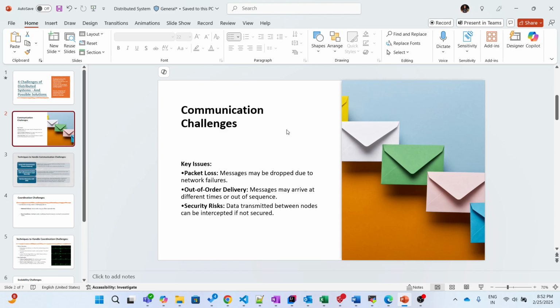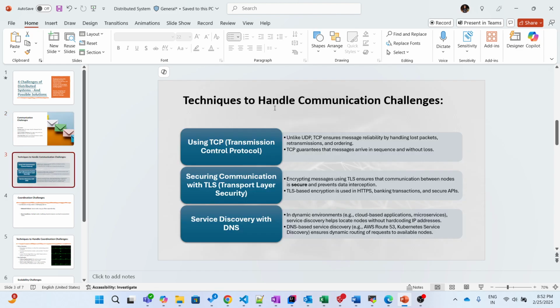If it is not secure, it can be intercepted by a third party, and it could lead to data loss or other losses in the communications. It could be a man in the middle attack or something. So the technique to handle the communication challenges is using TCP. TCP ensures that the messages are delivered without loss of packets. If there is any loss, there is a retry mechanism, retransmission, and ordering of the messages, so the messages are delivered in the right order. TCP guarantees that the messages arrive in sequence and without loss.